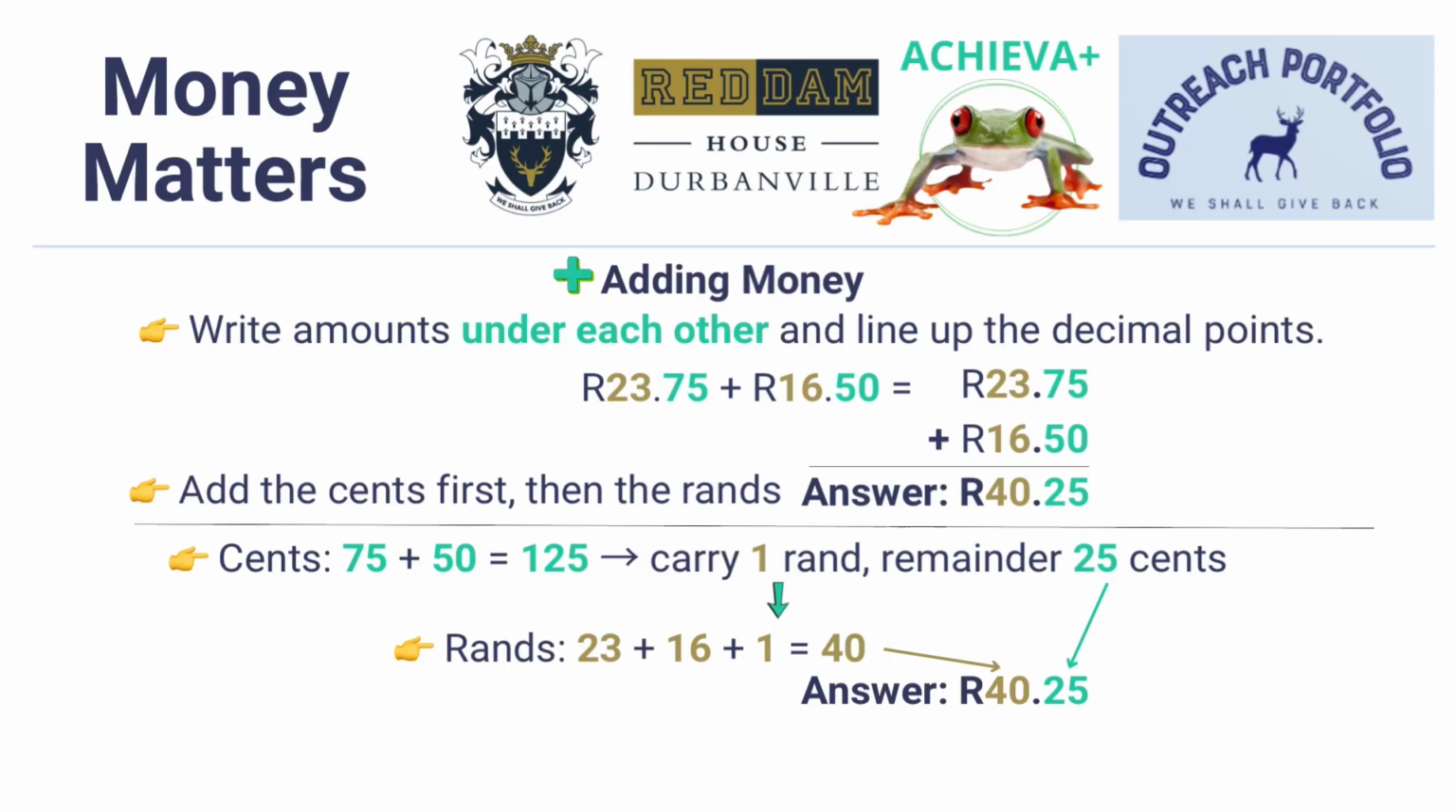When you add the cents first, you say 75 cents plus 50 cents is equal to 125 cents. Convert into rand by dividing by 100, and you get 1 rand and a remainder of 25 cents. Then you add the rands. You've got 23 rand plus 16 rand plus the 1 rand you got from adding the cents, and then you have the answer 40 rand and 25 cents. That's rand 40.25.